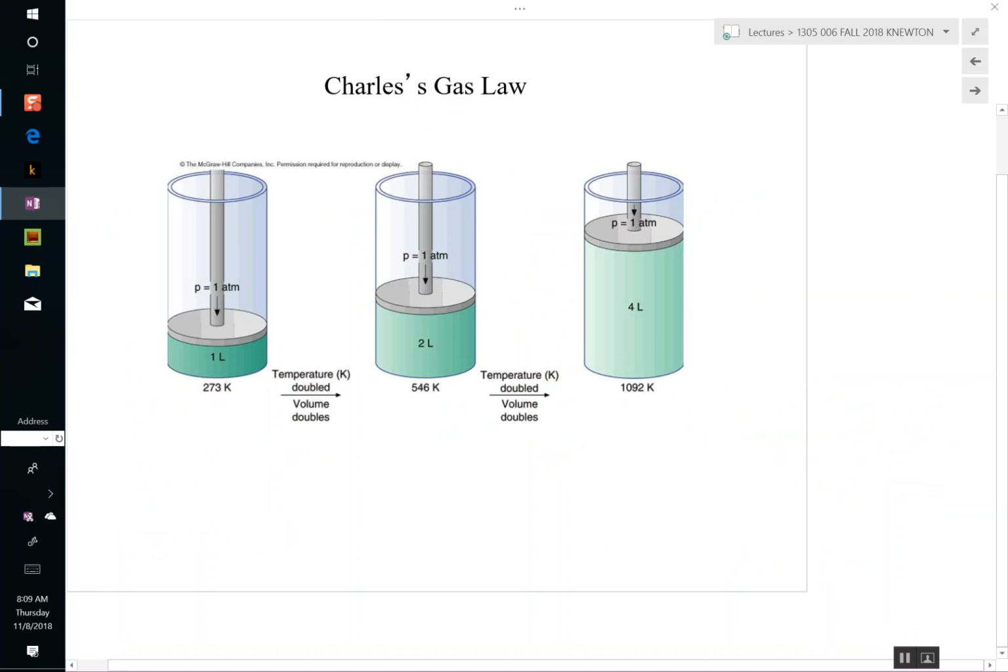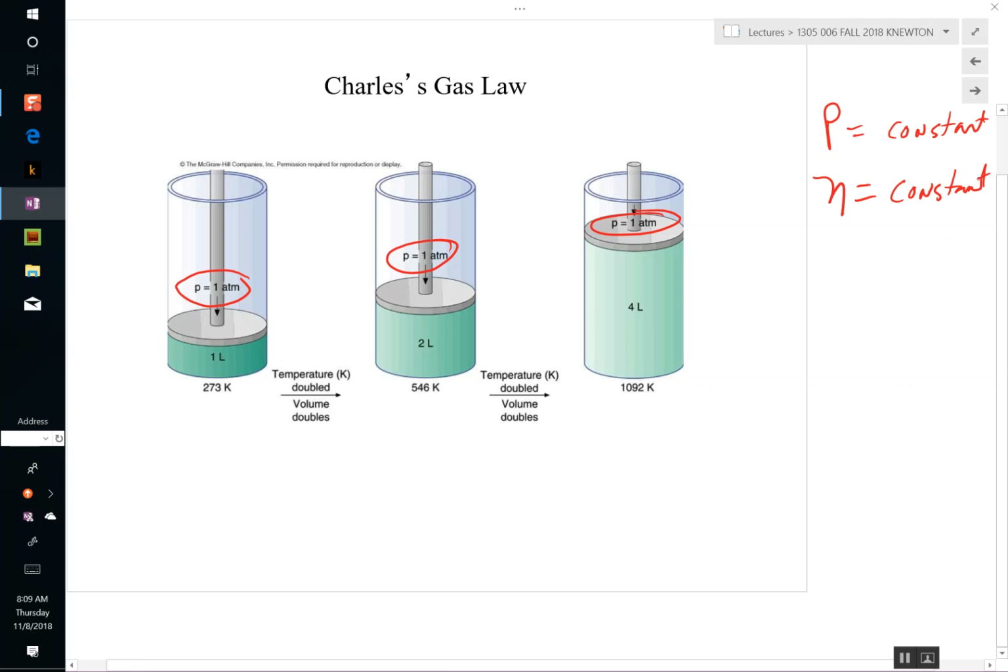Charles' Law. Boyle got famous, so Charles said, okay, I'm going to look at volume and temperature. Volume and temperature. Notice up here that the pressures are all 1 atmosphere, so the pressure is constant. And the other thing that's constant here is the amount of the gas.